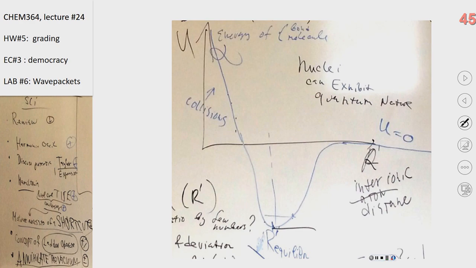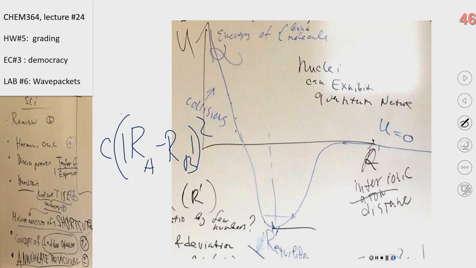Diagram. If the interatomic distance is very, very close to the optimal distance, to the equilibrium point, then the potential can be represented as RA minus RB squared with some constant. U equals. And this is the main message of today's lecture.